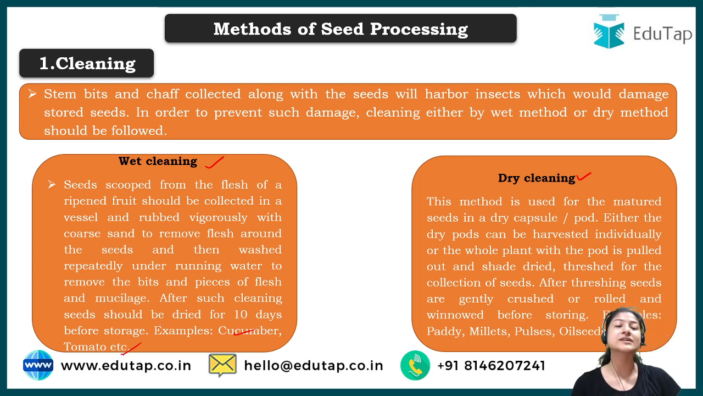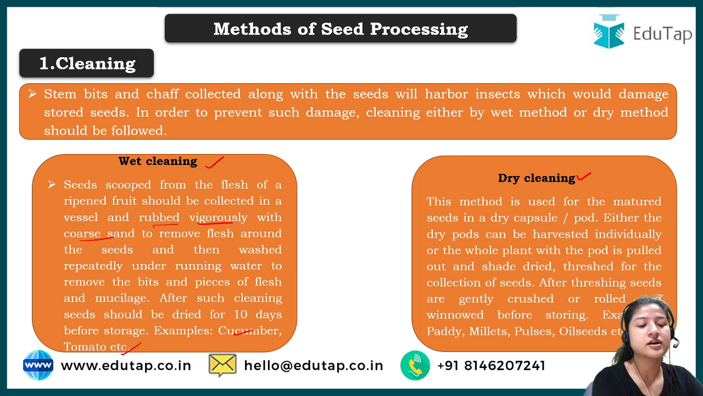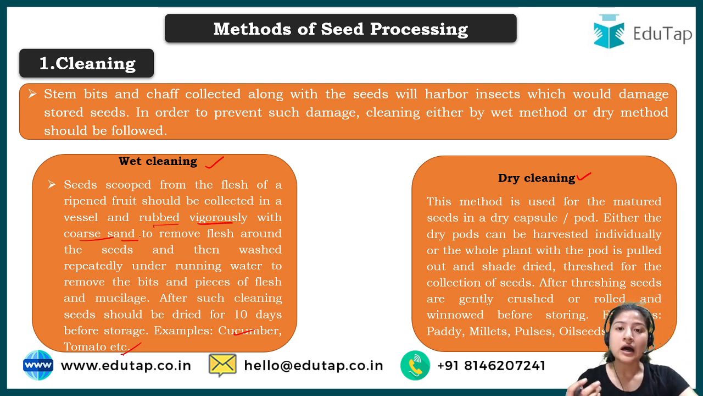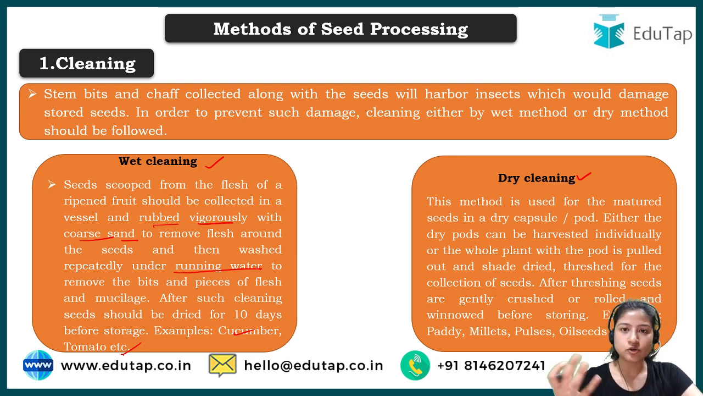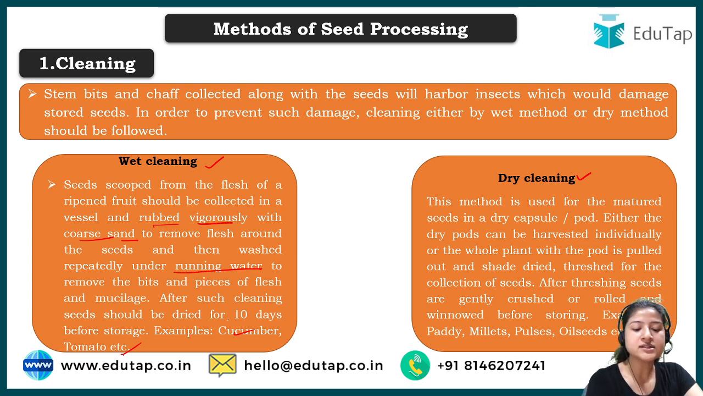If we have to remove the seeds of these crops, when the seeds are removed, they are vigorously rubbed with coarse sand. Why is this necessary? It is because whatever mucilage or flesh could be around the seed can be removed. After that it is repeatedly washed under running water to remove whatever impurities or flesh remain. And after that it is sun dried for 10 days before storage.